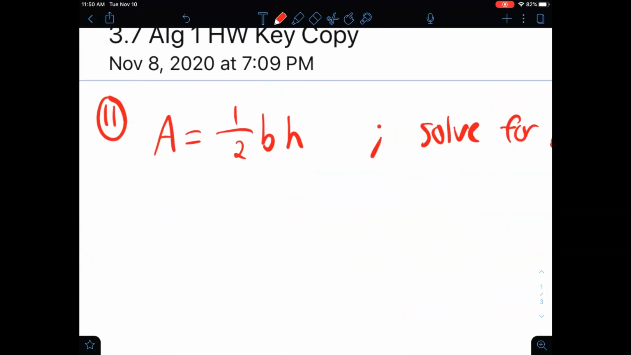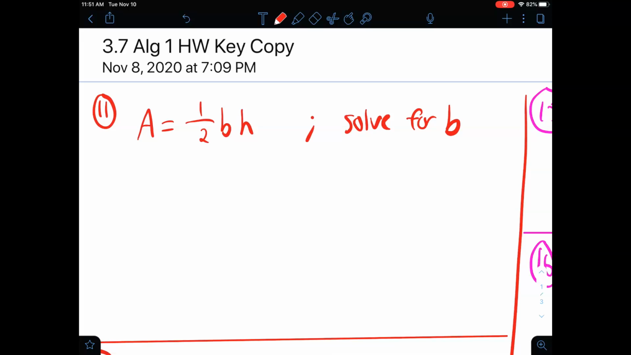We have number 11. It says A equals 1/2 B times H. And we're solving for B. We want to get B by itself. That's what it means to solve. Okay. So what's happening between the 1/2 B and the H when they're all smushed together like that? Well, it's multiplication. So we need to get rid of the 1/2 and get rid of the H to get B by itself. So there's a couple ways you can approach that.